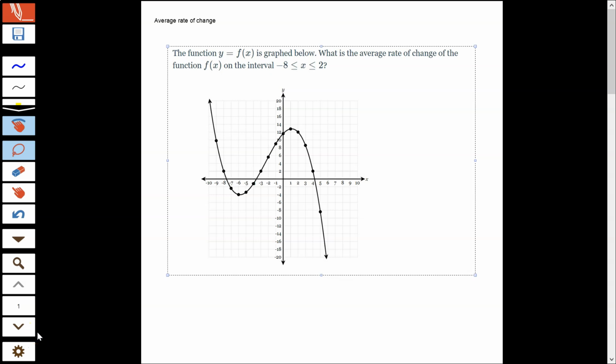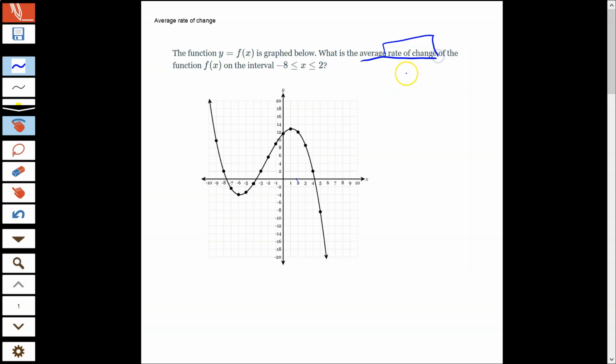All right, we're switching gears here a little bit. So if you've been doing these in order, you've been studying sign charts and the signs of function at increasing and decreasing intervals and all that. Here, we're interested in something you're very, very familiar with. So this is asking you for the average rate of change of this function on the interval -8 to 2.